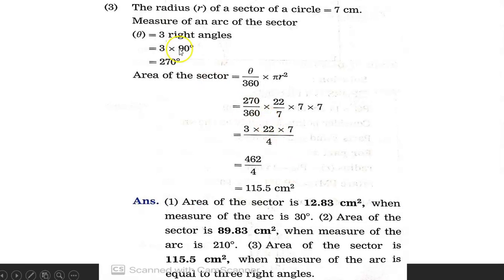In the third case also everything remains the same. The measure of the angle or the arc changes. 3 right angles means 3 multiplied by 90, which is 270. So in the place of theta, I'm going to write 270. I solve this and I get 462 upon 4, which is 115.5 centimeters square. So then we write the final answer.